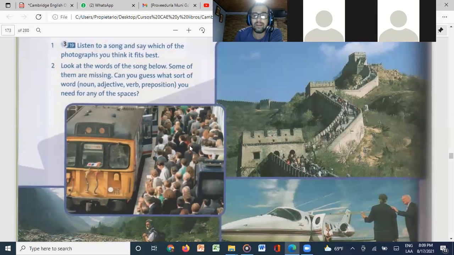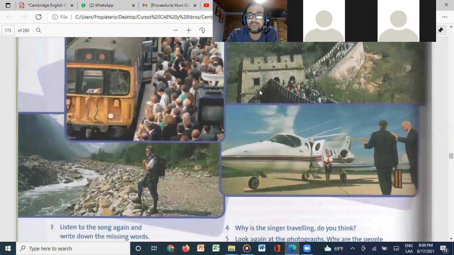Okay. The second one, they are doing tourism. Okay, yeah, doing tourism. They're tourists. Okay.